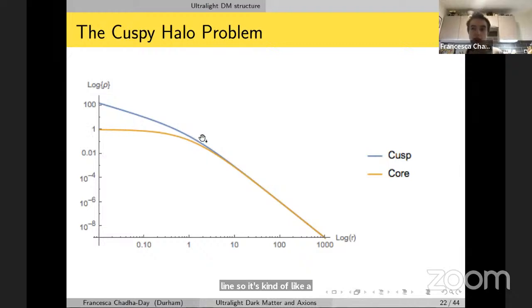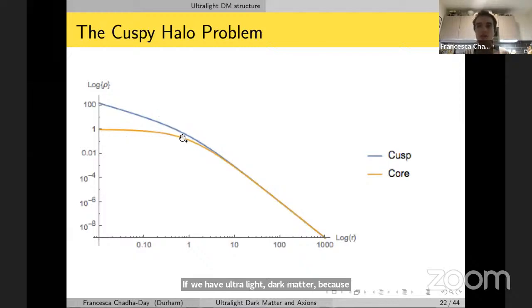And this discrepancy between the simulation and the observations can be explained if we have ultralight dark matter. Because ultralight dark matter, remember, gives us a suppression of structure below its de Broglie wavelength. And this is exactly what we're seeing here. Below some scale, the structure is just completely flat. And this is because in this region, the zero-point quantum motion of the dark matter particles would be preventing this kind of collapse into a very dense central part.